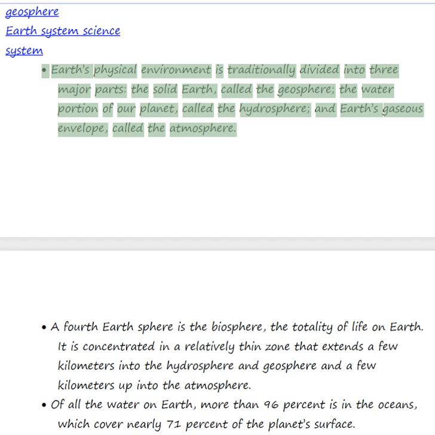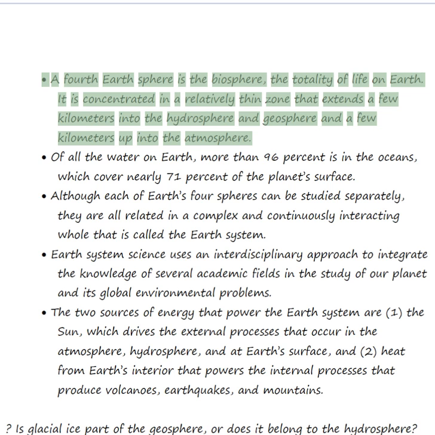the water portion of our planet, called the hydrosphere, and Earth's gaseous envelope, called the atmosphere. A 4th Earth sphere is the biosphere, the totality of life on Earth. It is concentrated in a relatively thin zone that extends a few kilometers into the hydrosphere and geosphere and a few kilometers up into the atmosphere.